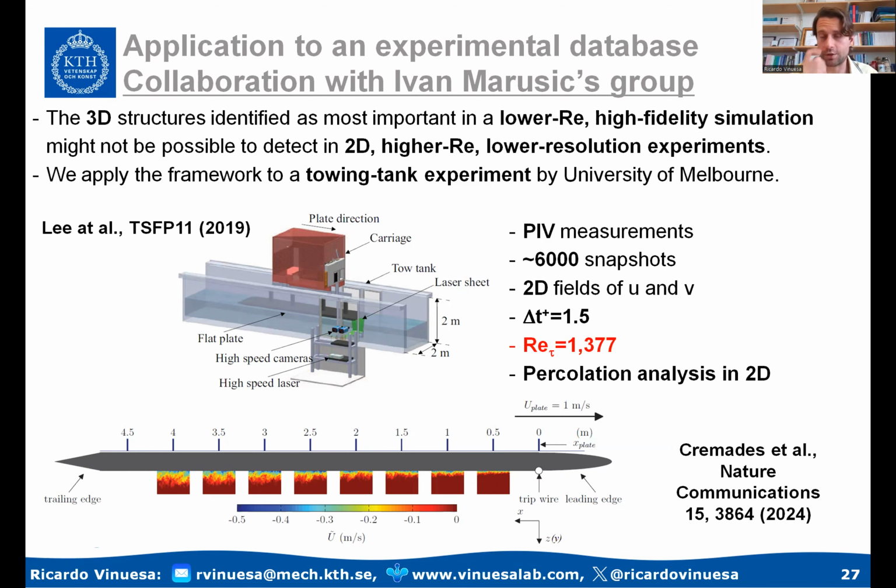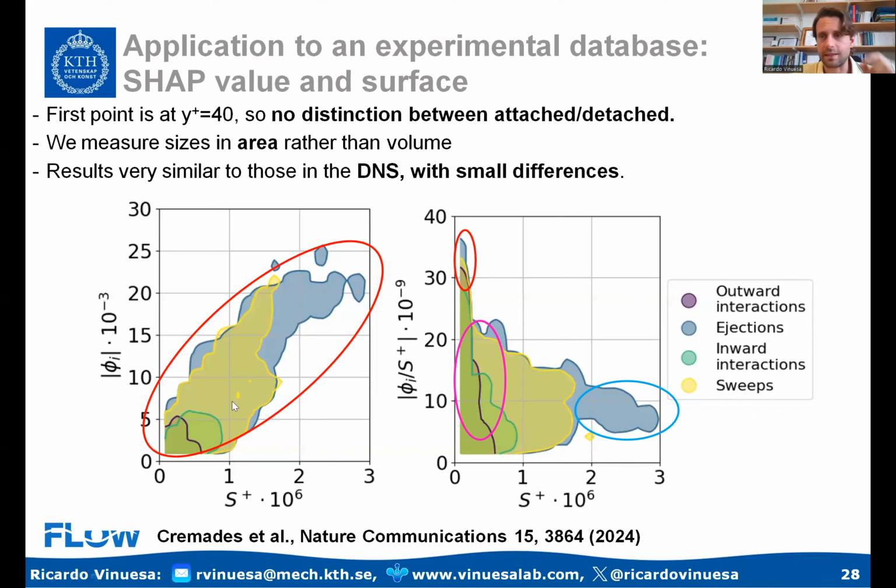And in the database from Ivan Marusic's group, this is a towing tank experiment, so a boundary layer that grows in time. We have again 6,000 snapshots, two-dimensional flow fields, time resolved, and the friction Reynolds number is over 1,000. So an order of magnitude higher than in the DNS. Okay. What I'm showing you on the left is, as before, the importance as a function of the volume, and the correlation is still there. So it's a pretty good correlation, like in the DNS.